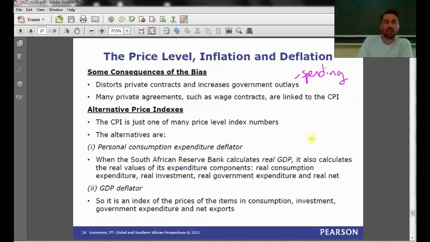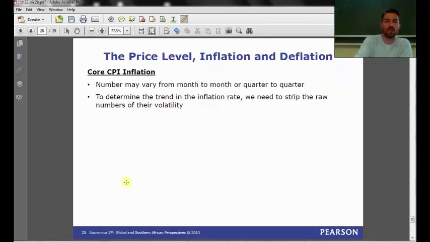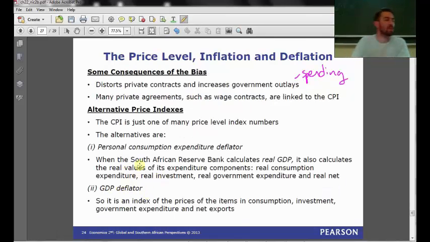The CPI, of course, is only one of the many price indexes, and there are a couple of alternatives. There's the personal consumption expenditure deflator, and there's the GDP deflator. And if you take a look in your textbook, you'll see what the primary differences are between the GDP deflator and CPI, as well as the personal consumption deflator and CPI. Okay? It's relatively straightforward.